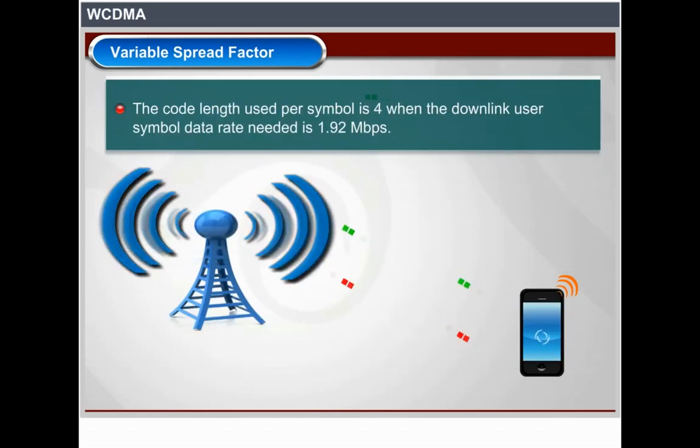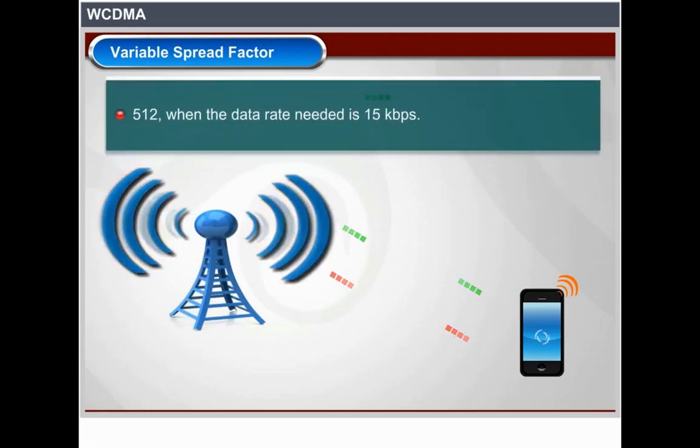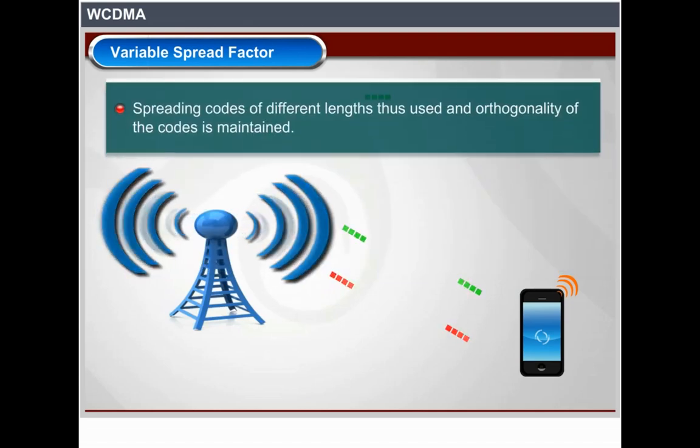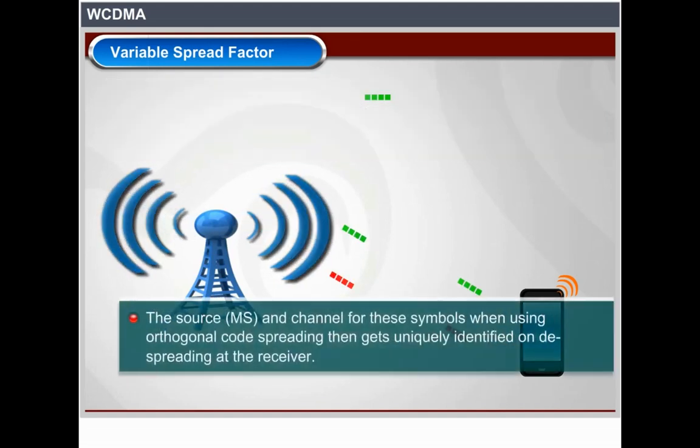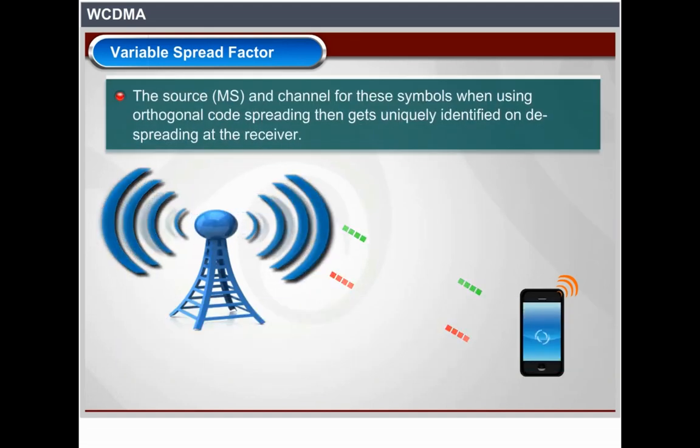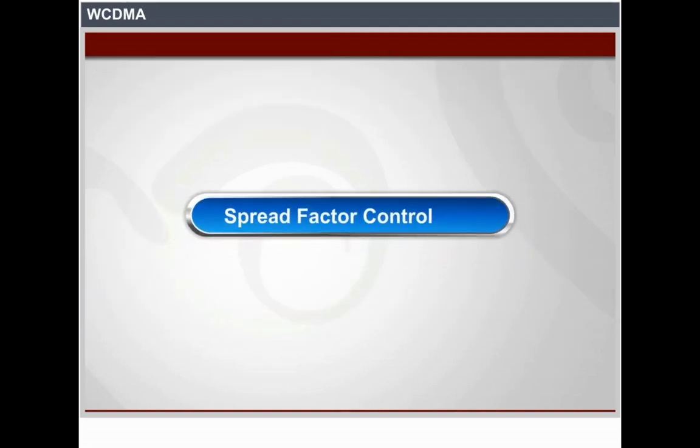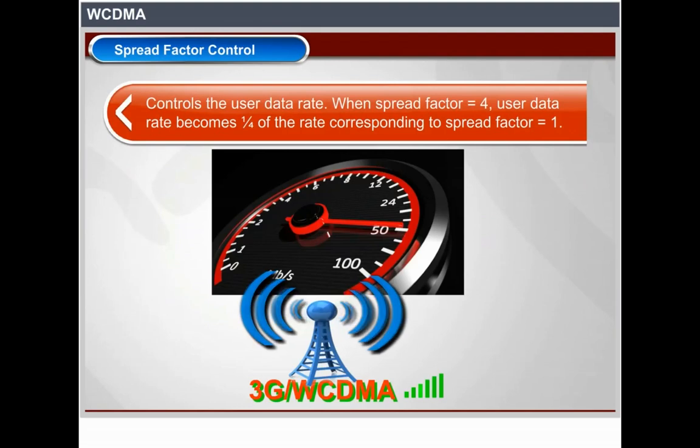The code length used per symbol is 4 when the downlink user symbol data rate needed is 1.92 Mbps, and 512 when the data rate needed is 15 kbps. Spreading codes of different lengths are thus used and orthogonality of the codes is maintained. The source MS and channel for these symbols, when using orthogonal code spreading, then get uniquely identified on despreading at the receiver. Spread factor control controls the user data rate.